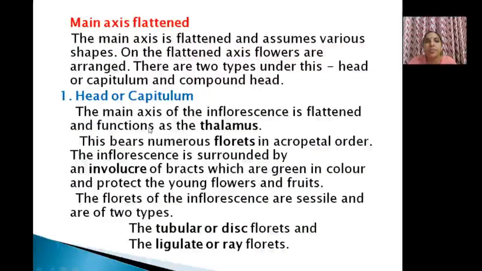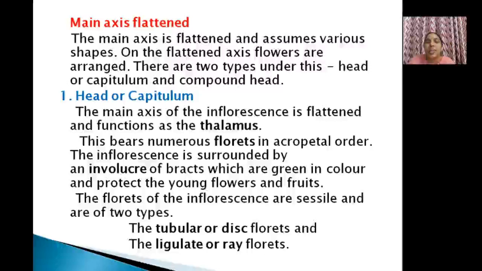Then the next category. What we studied in the second category, main axis shortened: corymb and umbel. Umbel is of two types, simple umbel and compound umbel. Now main axis flattened. The main axis is a flattened structure, cup-like or somewhat so. One important inflorescence is head or capitula.